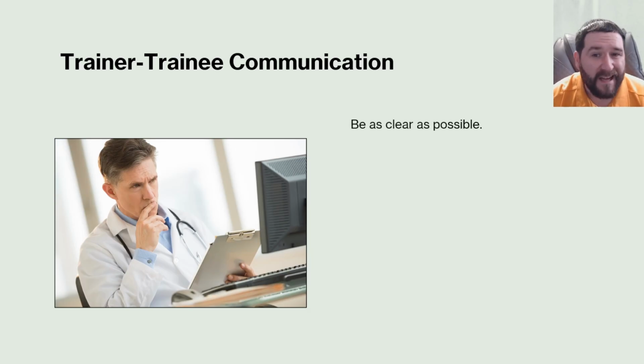First tip, be as clear as possible. Right? Clarity is number one. Try to use language that your trainees will understand. Try to be as direct and clear with your instructions as you can, because it's really easy for people to misunderstand things. So we want to try to be as clear as possible.